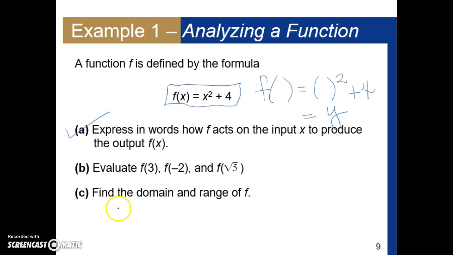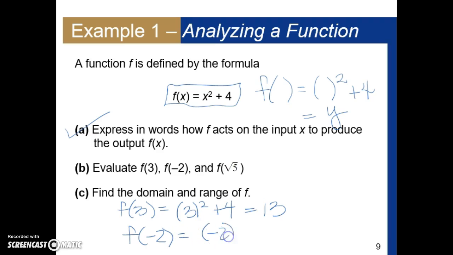If we want to evaluate this function at f of 3, then we have 3 squared plus 4, or 9 plus 4, which is 13. To evaluate this function at negative 2, we're going to take negative 2 and square it and add 4.